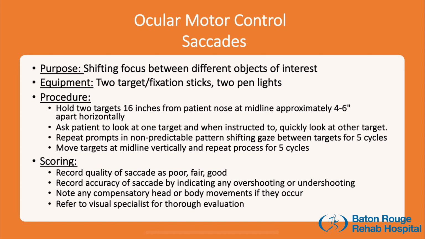A saccade is a single rapid conjugate eye movement that enables us to redirect our focus and line of sight from one target to the next. An example of this would be watching a train pass in front of you and you shifting your focus from one cart passing to the next.